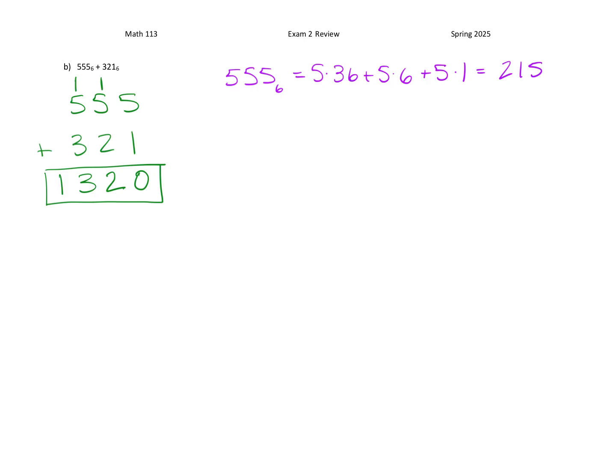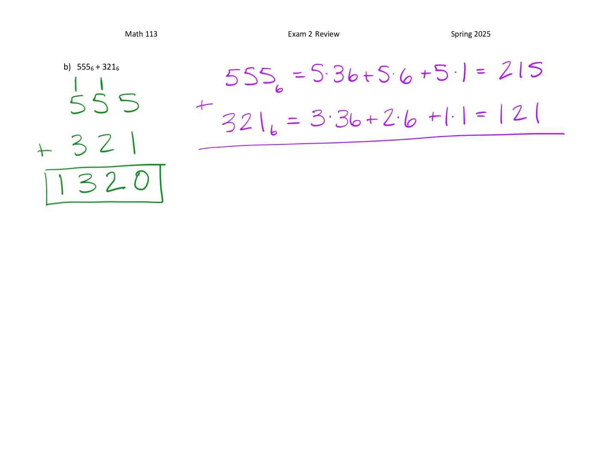Okay, so now I'm going to convert 3 2 1, base 6 to base 10. So this is 3 times 36 plus 2 times 6 plus 1 times 1. 3 times 36 is going to be 90 plus 18, which is 108. Plus 12 is 120. Plus 1 is 121. So I'm going to add these together, and I get 336.